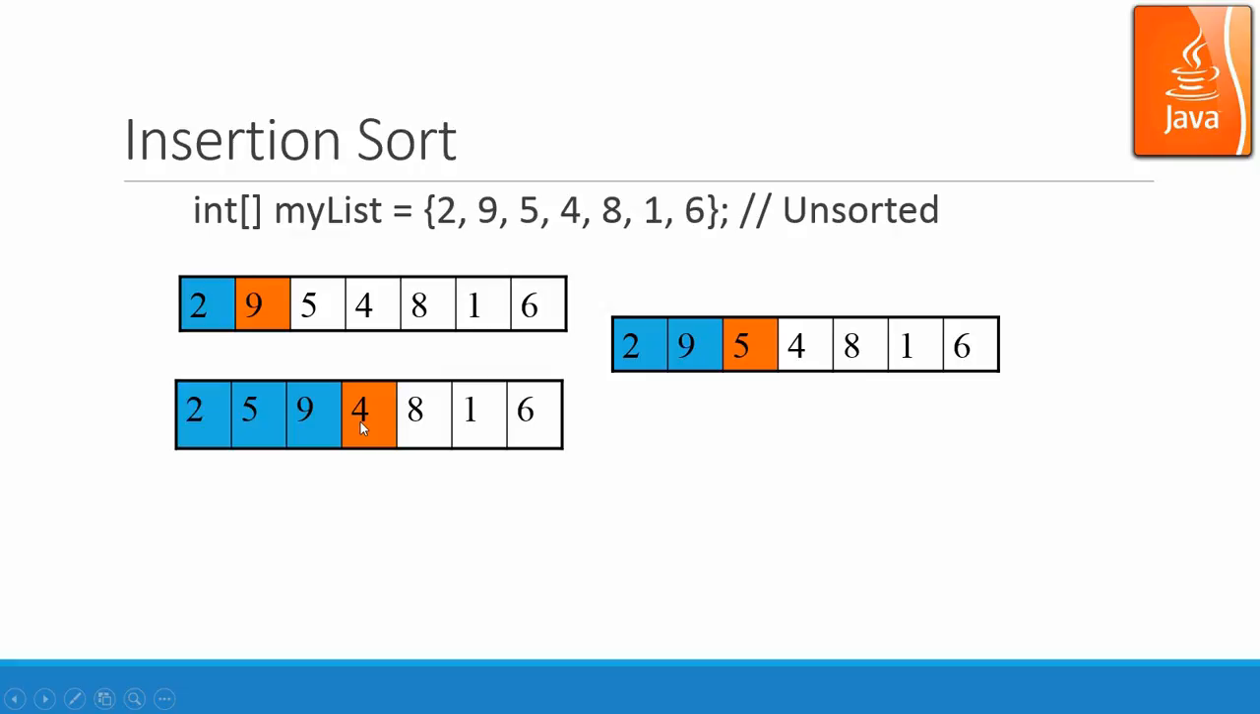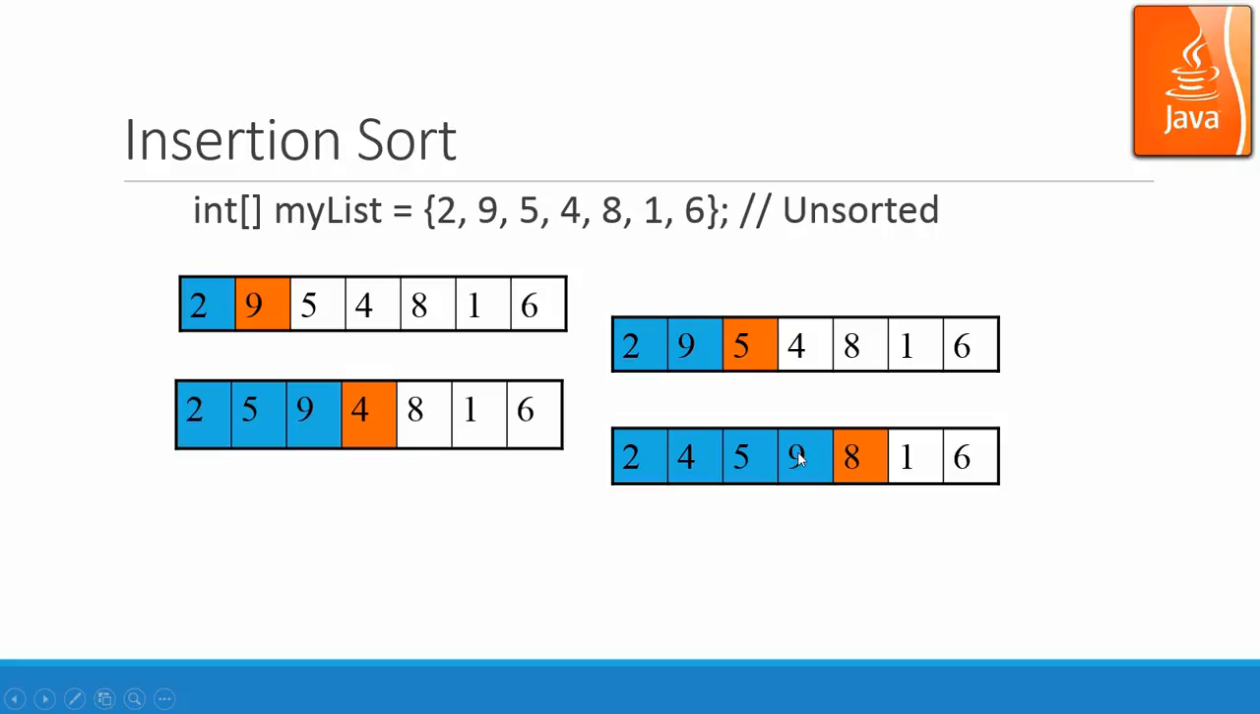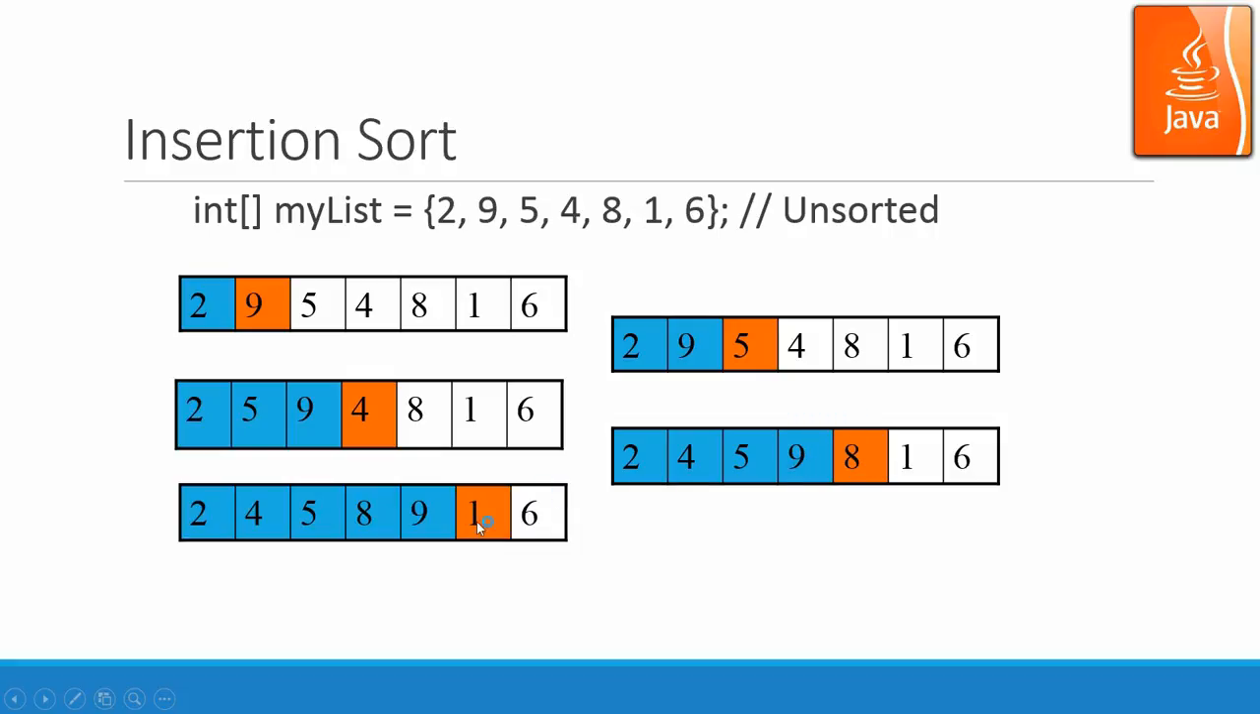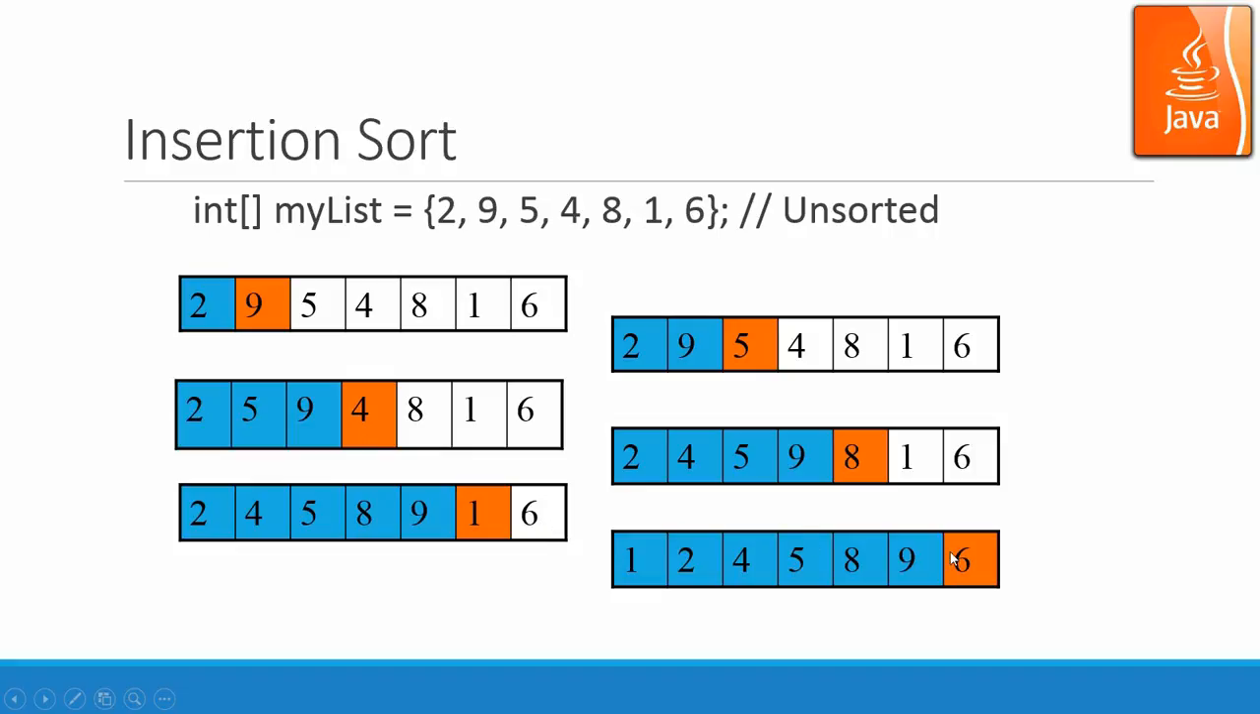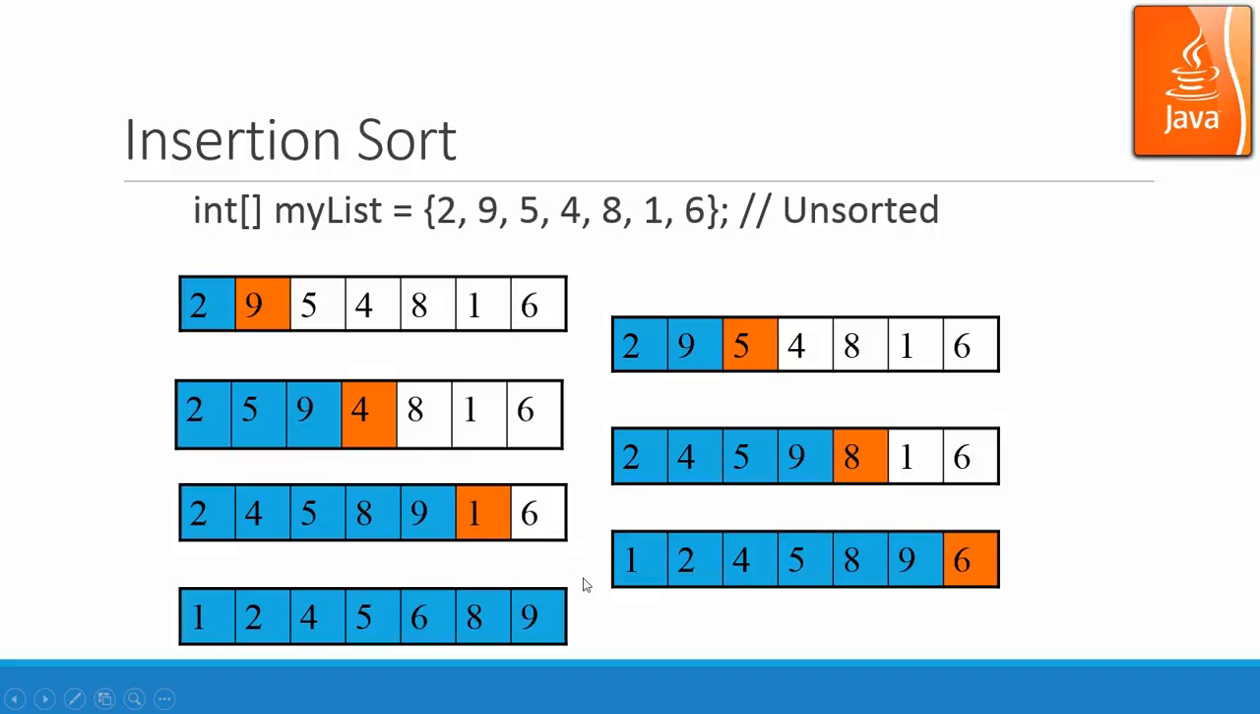So we shift 9 over to 5's location and put 5 over here. And then we try 4. 4 needs to be inserted here. Shift, and then put 4 here. And then we try 8. Need to shift and put 8 here. And then try 1. 1 needs to be put here. So shift 9, 8, 5, 4, 2, and then put 1 here. And same thing for 6. You need to shift and put it here.